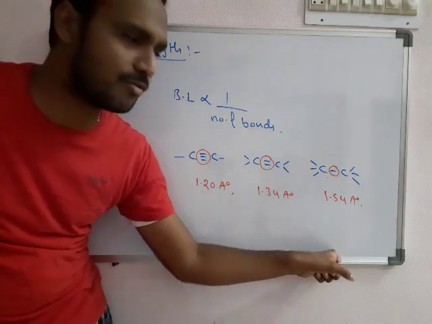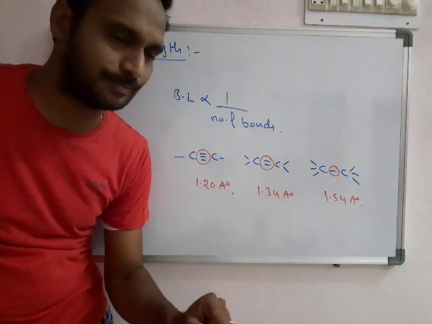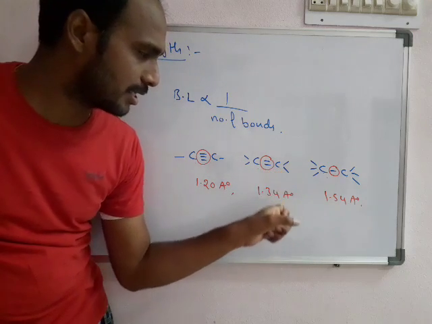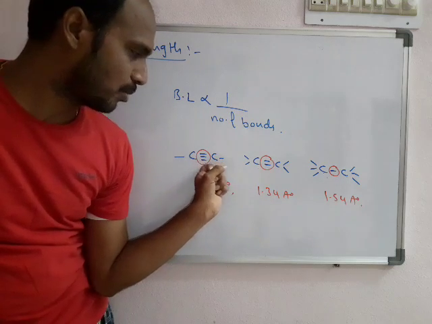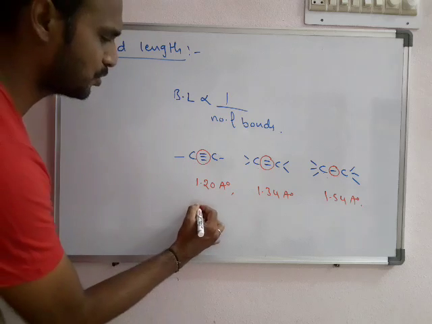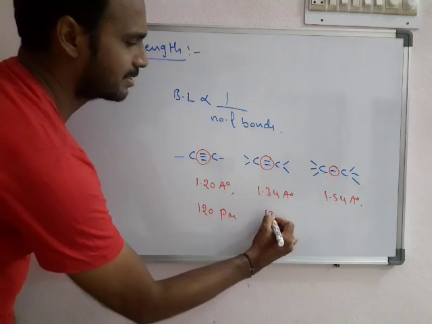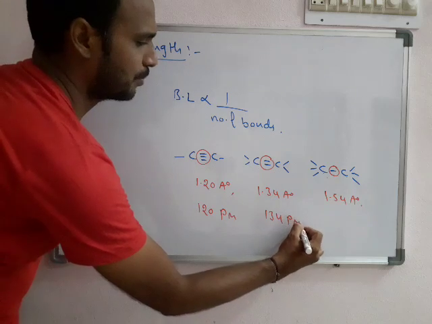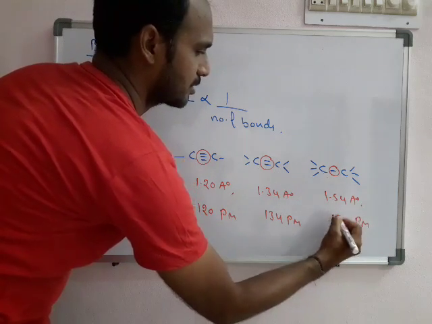C single bond C is 1.54 angstrom or 154 picometers. C double bond C is 1.34 angstroms. C triple bond C is 120 picometers. So it can be written as picometers; the double bond is close to 134 picometers, and the single bond is 154 picometers.